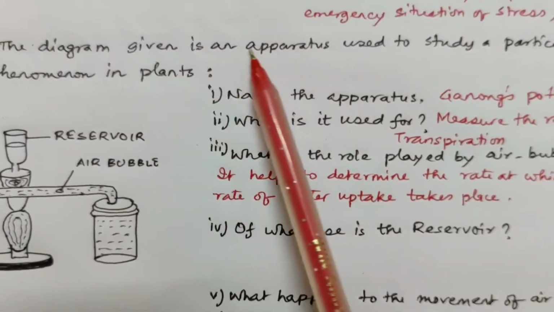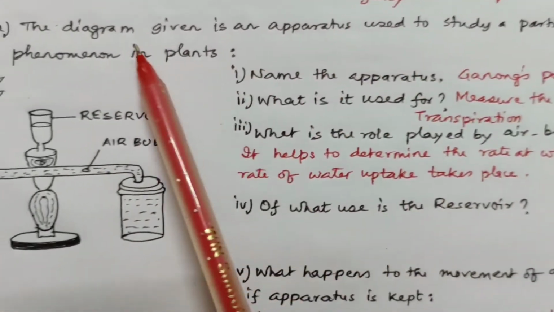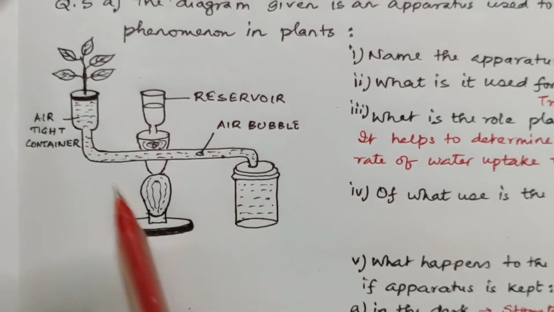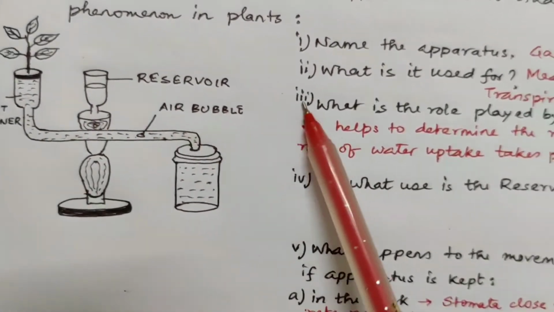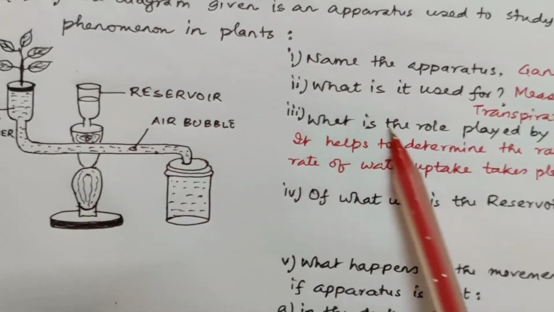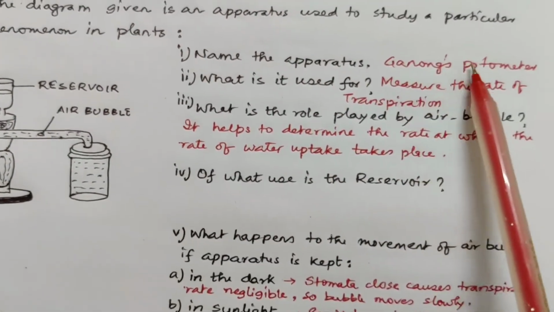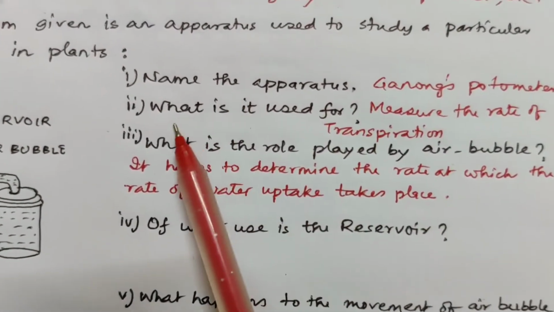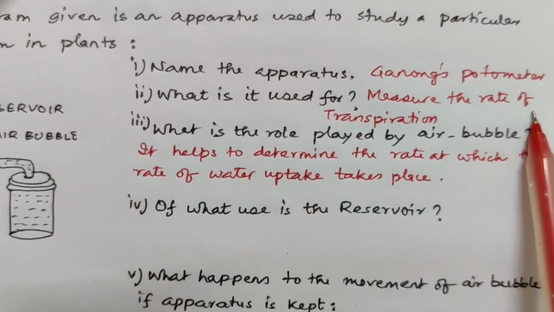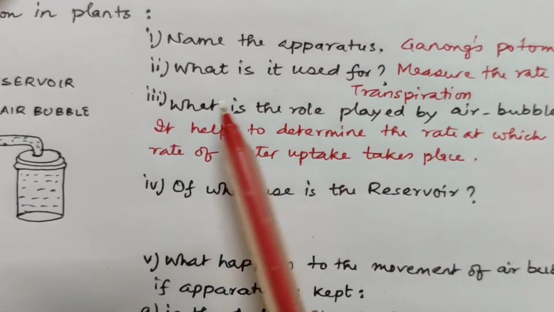Next question is, the diagram is an apparatus used to study a particular phenomenon in plants. This is the phenomenon, this is the apparatus. It studies transpiration. So name the apparatus. It is Ganong's potometer. What is it used for? It is used to measure the rate of transpiration in plants.